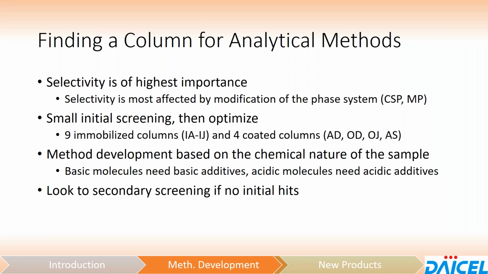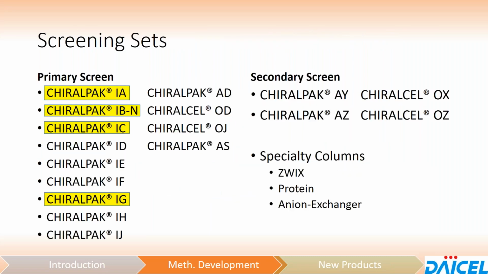When we do the method development, we want to make sure that we keep in mind the chemical nature of the sample. By that, I mean, if we have a basic molecule, we want to add a basic additive. If it's an acidic molecule, we want to make sure we have an acidic additive. There are some secondary interactions that can take place on the column that will cause either peak broadening or peak tailing, that the addition of these additives can help improve that peak shape. And then, of course, if we don't find a separation on the initial screening, we can look to a secondary screening, which usually encompasses just the additional coded phases, as well as potentially some of the specialty columns, which we won't cover today. But the primary screening set looks something like this.